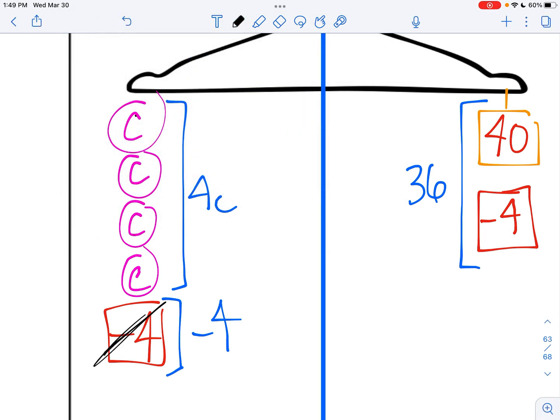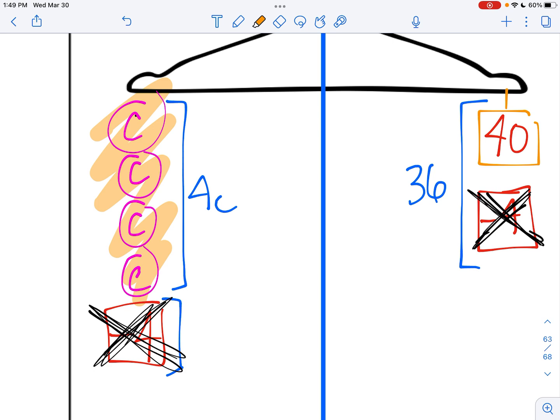All right, now I am ready to take away that minus 4 on both sides. I'm going to cross it out. I'm going to cross it out. And now I'm going to get rid of the brackets, because all I have left on the left side is 4c, and all I have left on the right side is 40. So I could write 40 here if I wanted to.